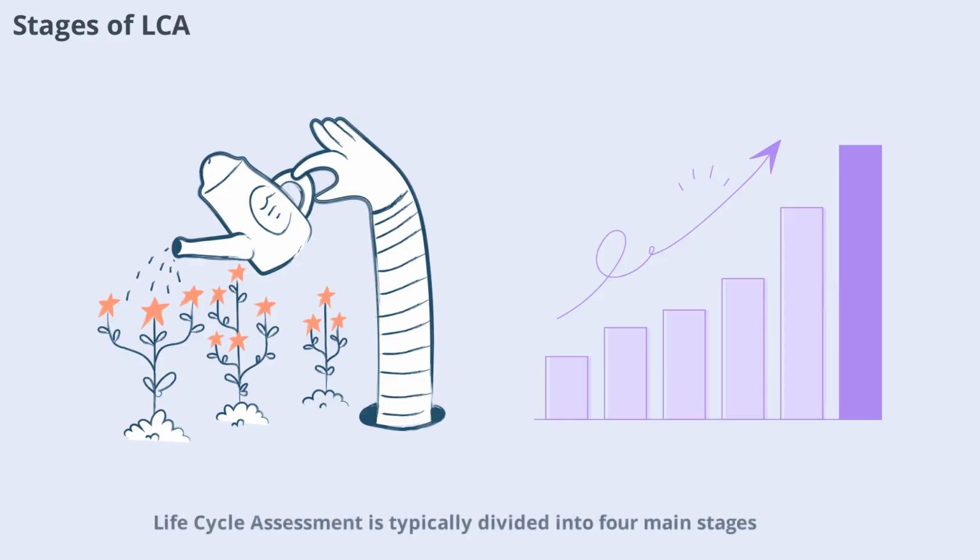Life cycle assessment is typically divided into four main stages: goal and scope definition, inventory analysis, impact assessment, and interpretation. Each stage plays a critical role in ensuring the assessment is thorough and accurate. By systematically moving through these steps, engineers can identify where the most significant environmental impacts occur and prioritize efforts to address them. Let's take a closer look at each stage in the following scene.